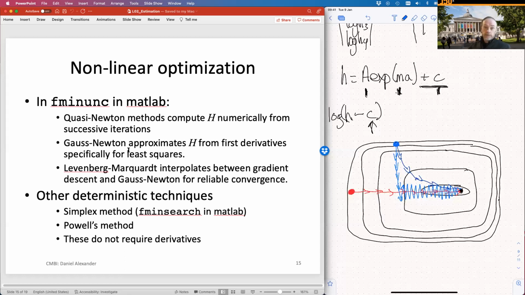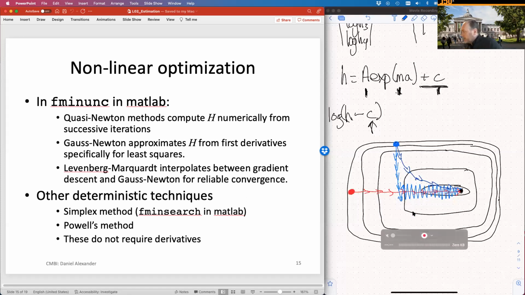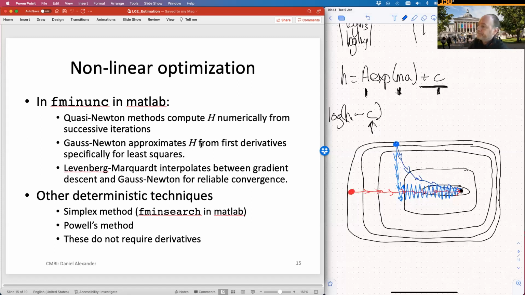If you're looking specifically at a least squares problem, you can approximate it from the first derivatives. That's the Gauss-Newton method. And then there are other slightly more ad hoc techniques like Levenberg-Marquardt. The idea is to interpolate between gradient descent and Gauss-Newton, depending on how the optimization is behaving at any particular point. Sometimes it's quicker just to do gradient descent, if your objective function is decreasing rapidly. But if you detect that you've got stuck in one of these oscillations, only then do you bother to estimate the second order.